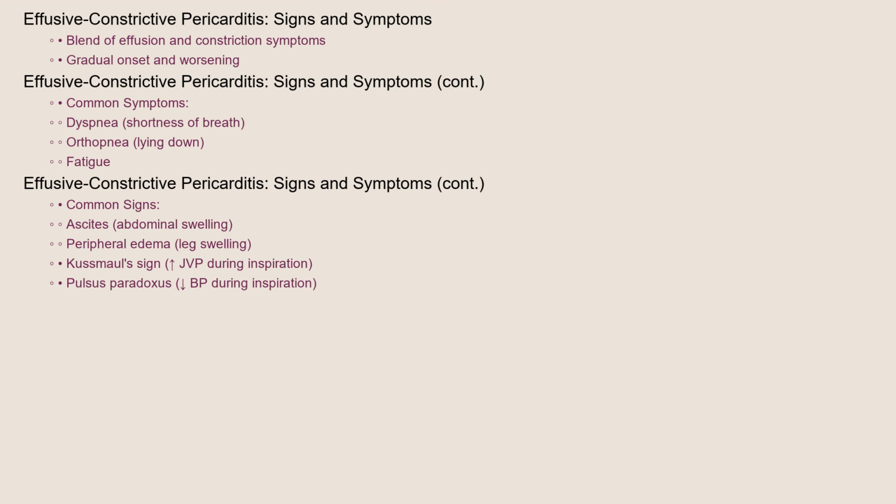A prominent sign is Kussmaul's sign, an increase in jugular venous pressure during inspiration. Pulsus paradoxus, an exaggerated drop in systolic blood pressure during inspiration, may also be present. These symptoms develop gradually over time, worsening as the condition progresses.